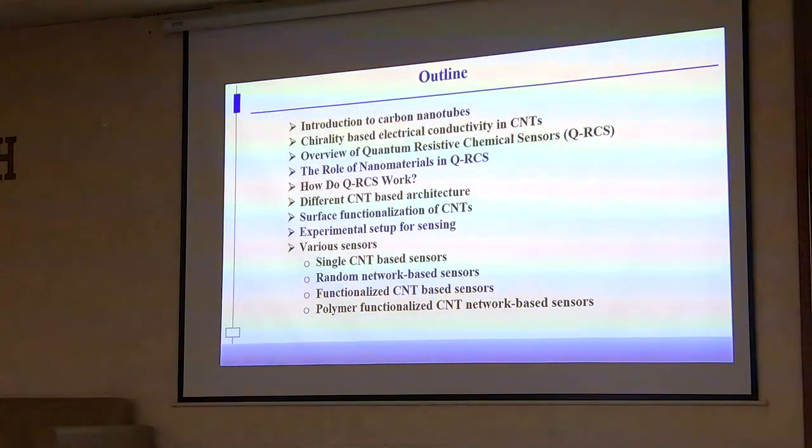Moving from carbon nanotube to carbon nanotube network, and then functionalized carbon nanotube or polymer nanocomposites. So we will have a different approach or different type of those sensors.